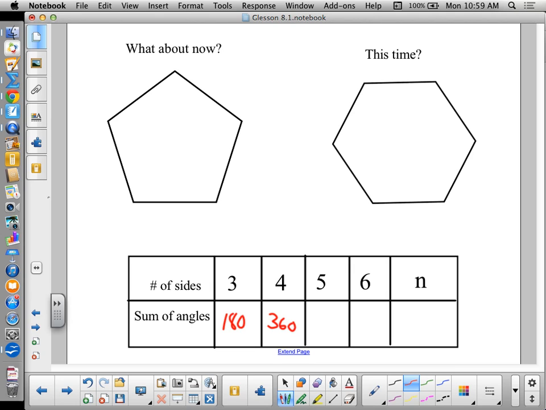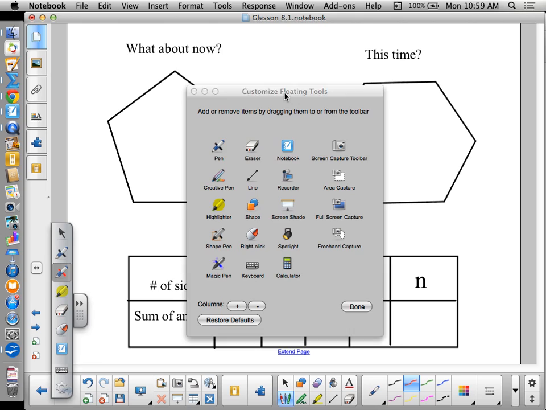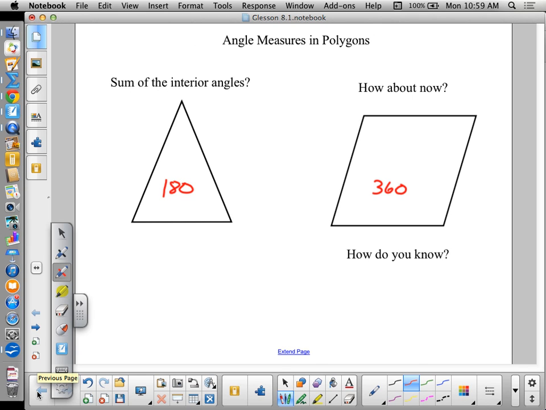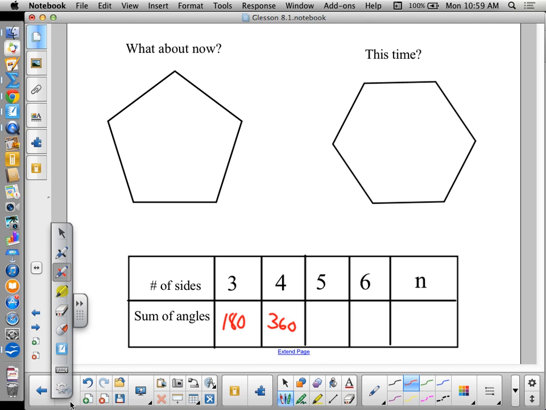Well, let's think about this for a second. In a triangle, how many triangles do we have? One triangle. In a quadrilateral, how many triangles do we have? 2 triangles. Each one is 180, therefore 360. In a pentagon, how many triangles do I have? 3. So each triangle is 180, so that's 540.